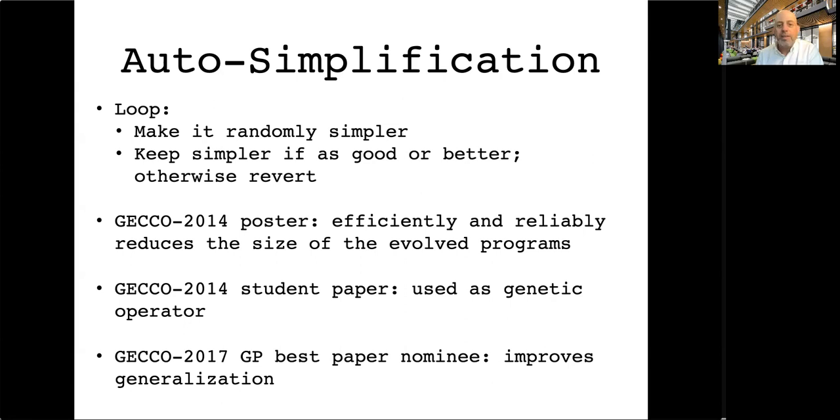We've shown that it efficiently and reliably reduces the size of evolved programs. You can use simplification as a genetic operator. That maybe is not such a great idea in terms of evolving solutions, but auto-simplifying the evolved result is a very good idea. And in fact, there's a GP Best Paper nominee from 2017 that shows that more often than not, much more often than not, that improves the generalization. That automatic simplification makes the evolved program more general than it otherwise would have been.